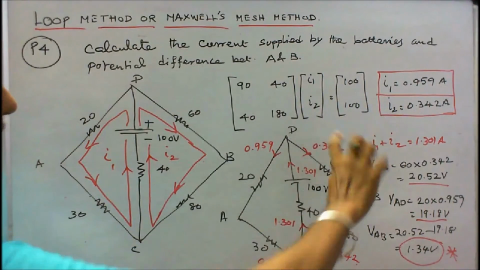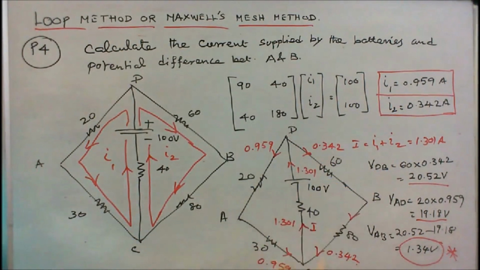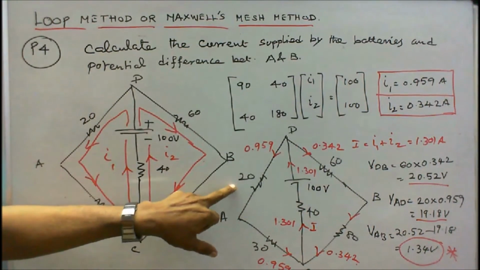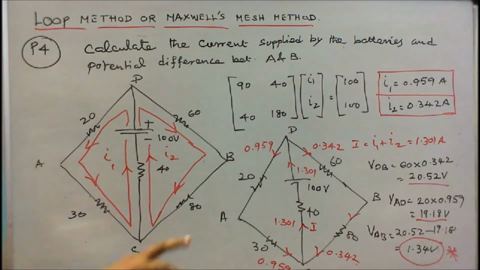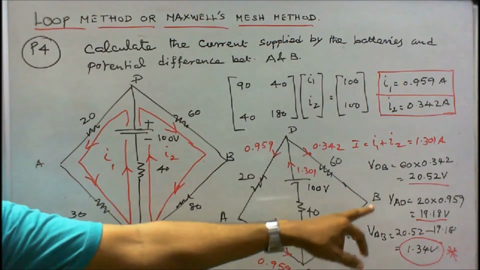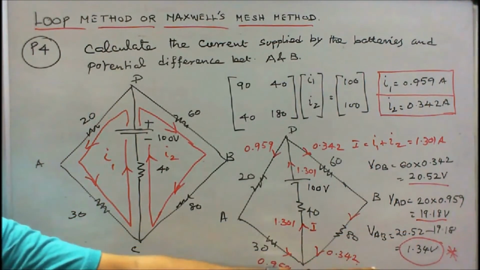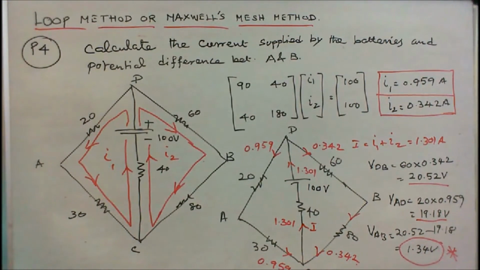VDB, the voltage across the 60 ohm resistor, is 60 into 0.342, that is equal to 20.52 volts. Voltage across AD is equal to 20 into 0.959, that is equal to 19.18 volts. So voltage across AB is VDB minus VAD, 20.52 minus 19.18, that is equal to 1.34 volts. So current supplied by the battery is 1.301 and voltage across AB is equal to 1.34 volts.